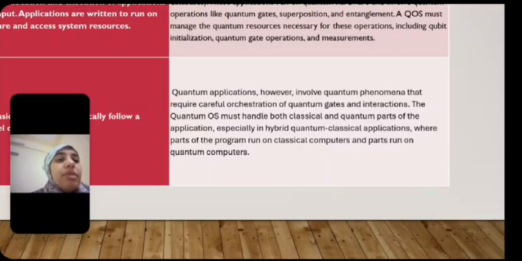The quantum OS must handle both classical and quantum parts of the application, especially in hybrid quantum-classical applications, where parts of the program run on classical computers and parts on quantum computers. So there are two parts. One can run on the classical computers, and the other part of the application can run on the quantum computers.